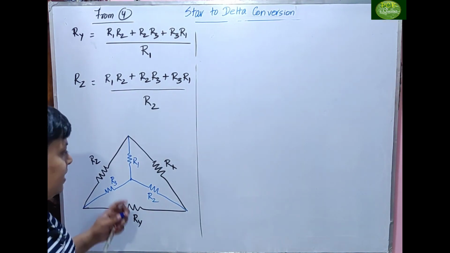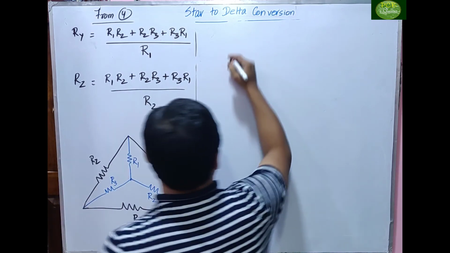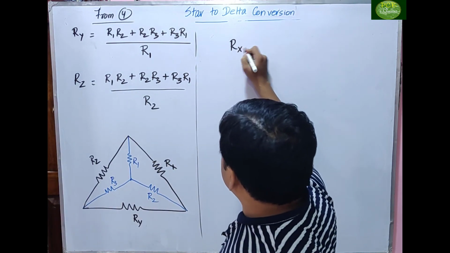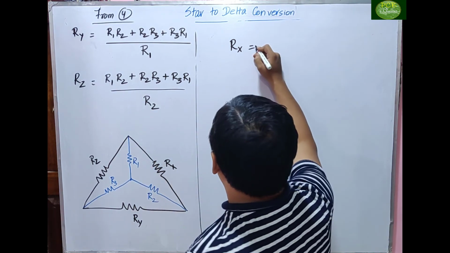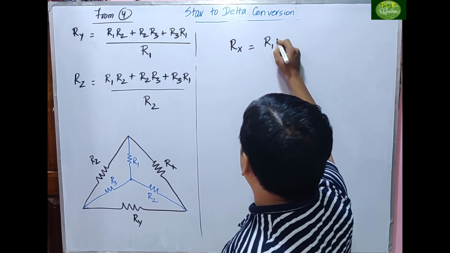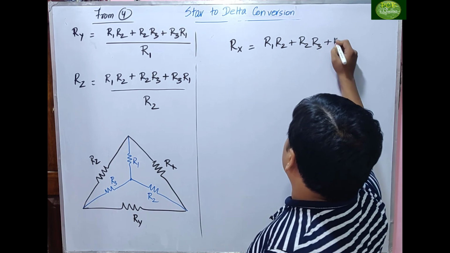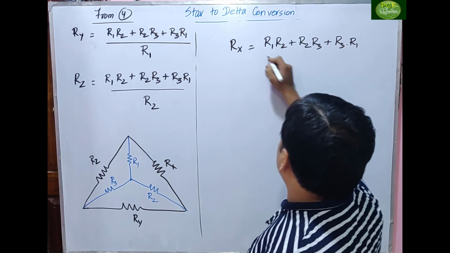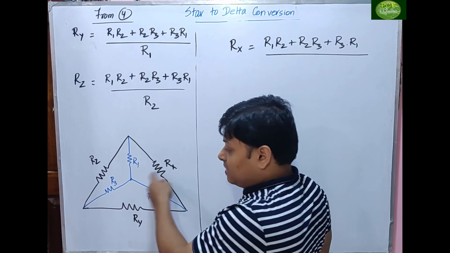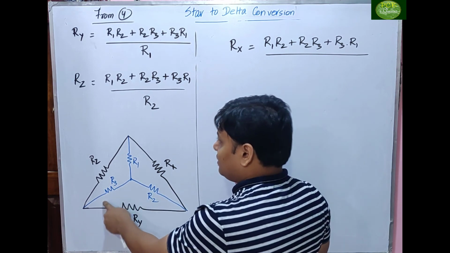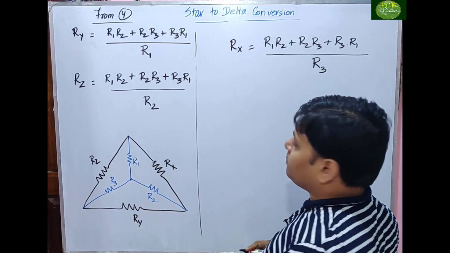Now, how to directly write it down from the diagram itself? We are finding out Rx. Fine. So, for Rx, first you have to write down this one: R1 into R2 plus R2 into R3 plus R3 into R1 divided by its opposite star connected resistor, which is R3. So, I will write down this one as R3.